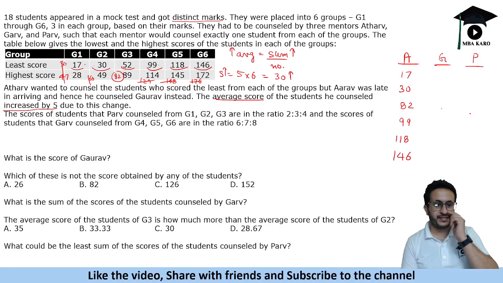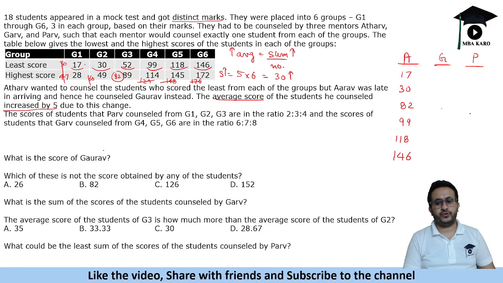And then the next thing is the scores of students. Like one of the questions can be answered. The score of Gaurav is 82. The scores of the students that Parv counselled from G1, G2 and G3 are in the ratio 2:3:4. Okay, so G1, G2, G3, the values should be 2:3:4. Now if you look at this group G3, the values are 52, 82 and 89, right?